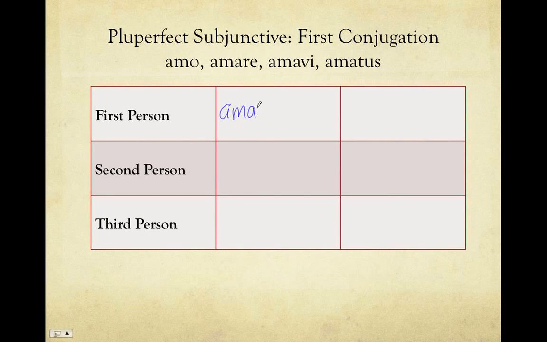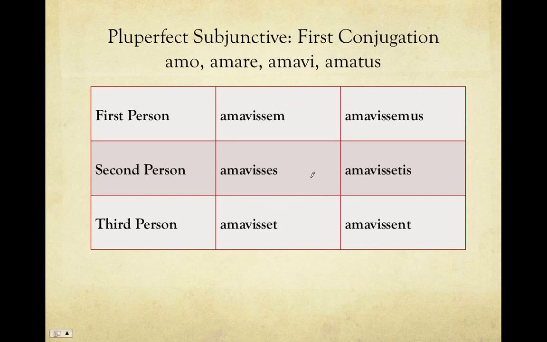So again, let's take a look at amo. Take our third principal part, add isse, and the personal endings: amavissem, amavisses, amavisset. See it written out entirely. There's our third principal part, our infix telling us that this is the pluperfect subjunctive, and our personal endings: amavissem, amavisses, amavisset, amavissemus, amavissetis, amavissent.